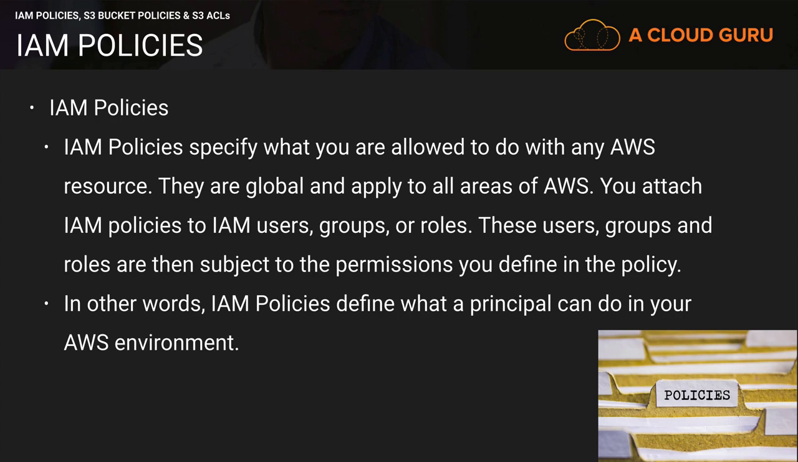So let's talk about IAM policies. Basically, IAM policies specify what you are allowed to do with any AWS resource. They're global and they apply to all areas of AWS. So not just S3, not just EC2, not just Lambda, they apply everywhere. You can apply an IAM policy to every single service within AWS. And you attach IAM policies to IAM users, to groups, or to roles. And these users, groups, and roles are then subject to the permissions that you define within the policy. In other words, IAM policies define what a principal can do in your AWS environment.